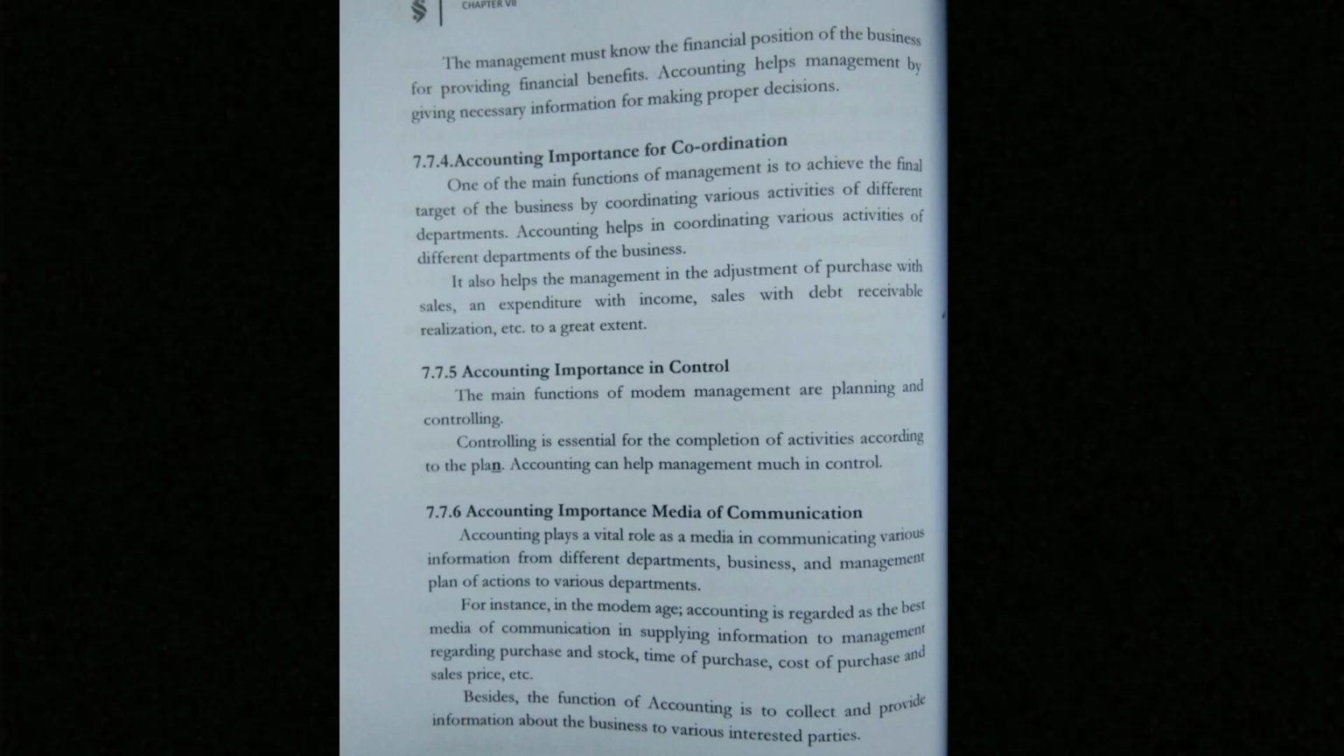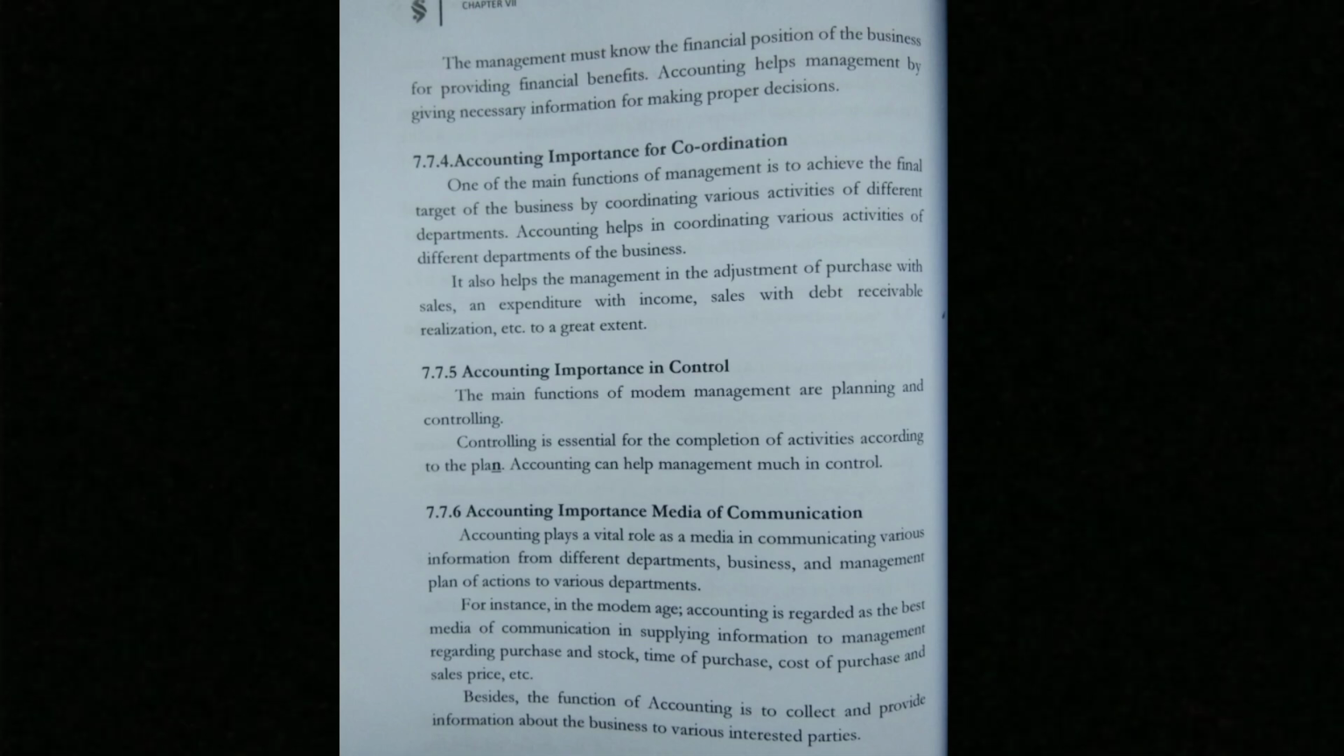Accounting is important for coordination. One of the main functions of management is to achieve the final target of the business by coordinating various activities of different departments. Accounting helps in coordinating various activities of different departments of the business. It also helps the management in the adjustment of purchase with sales, expenditure with income, and sales with debt receivable realization, to a great extent.